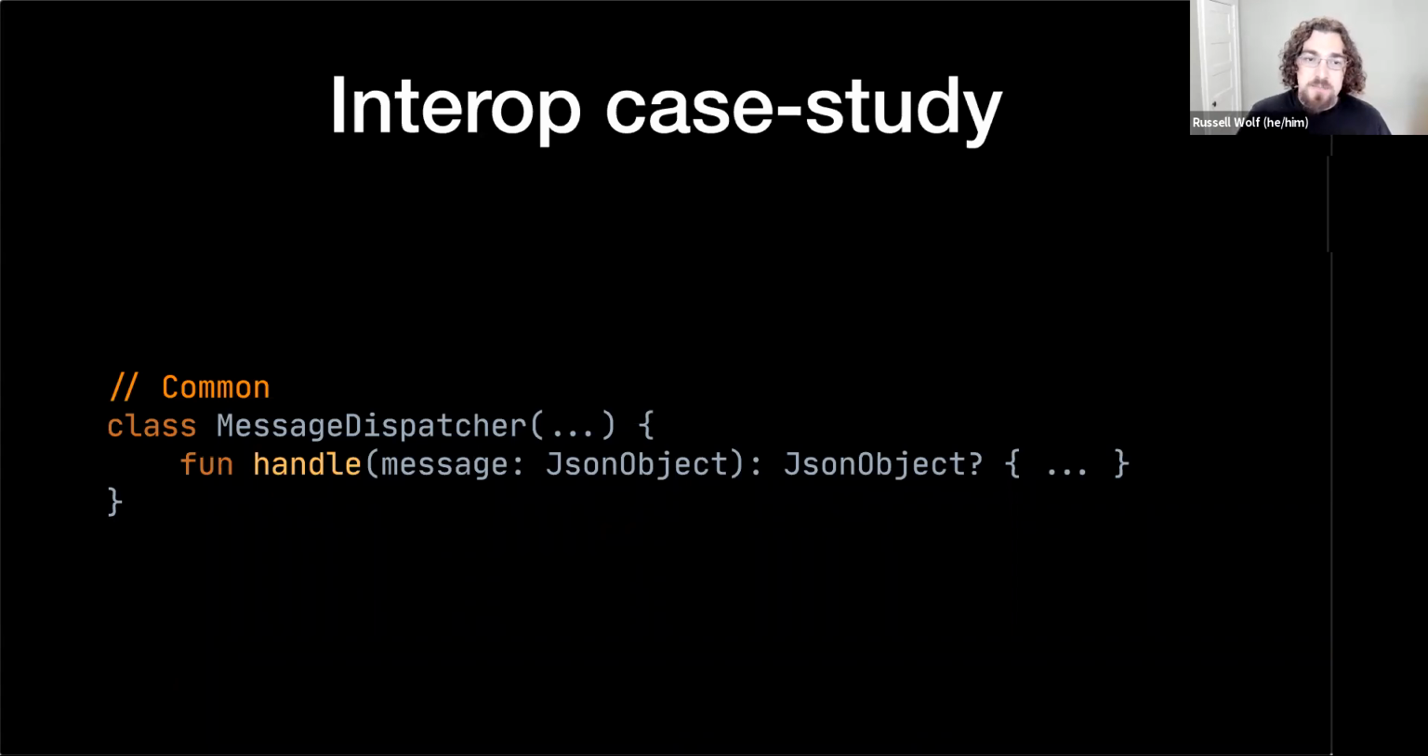That was nice if you're at the Kotlin layer, because the JSON object is the kotlinx serialization type that you can use to represent JSON. But it's not how you would naturally talk to it from Swift.